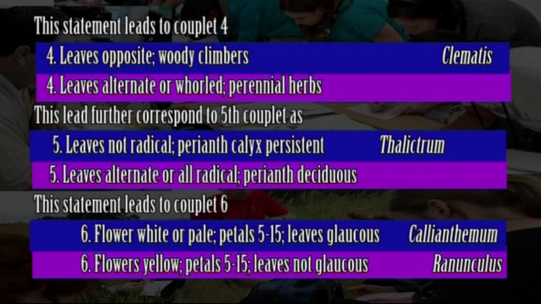This lead further corresponds to the fifth couplet: leaves not radical, perianth calyx persistent, which are the characters of Thalictrum, and the second lead is leaves alternate or all radical, perianth deciduous. Now, this statement leads to couplet 6. Flowers white or pale, petals 5 to 15, leaves glaucous. These refer to the characteristics of Callianthemum. And the second lead is flowers yellow, petals 5, leaves not glaucous, which refers to Ranunculus.